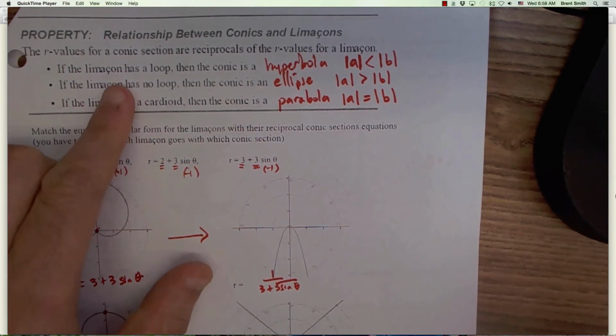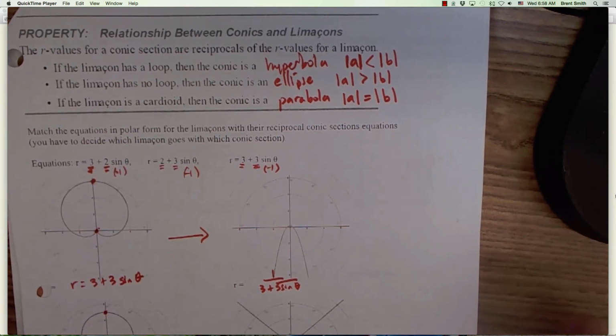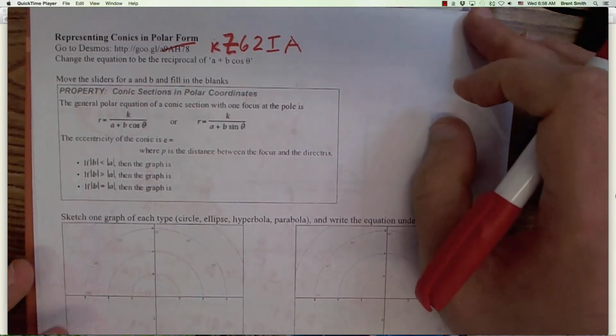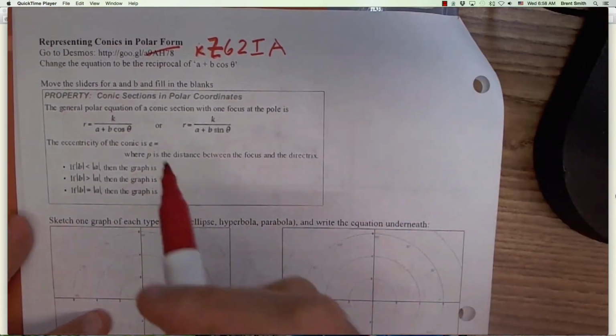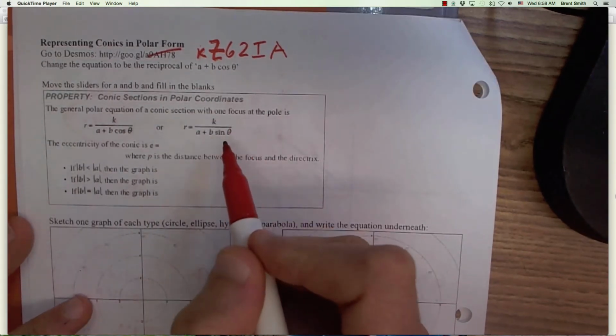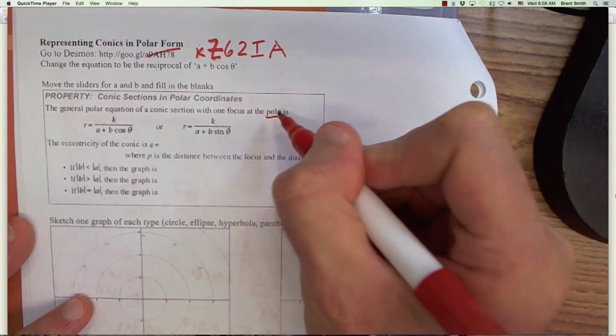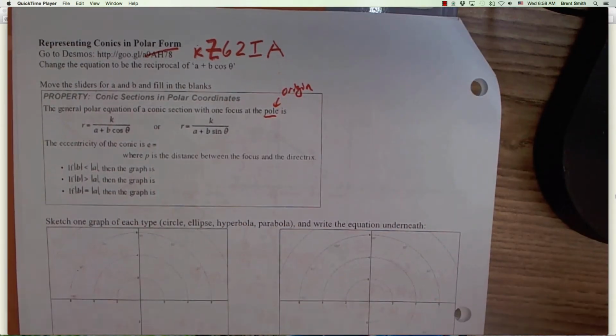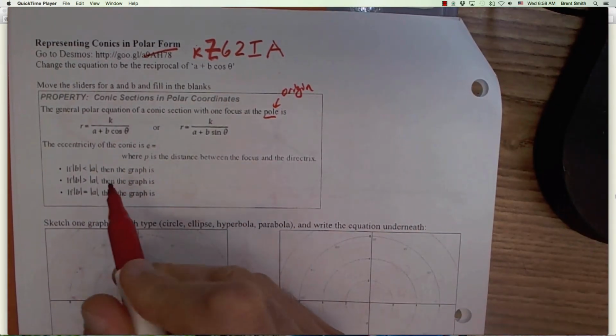Okay, so reciprocal, here it is. Let's go back to the previous page. Just briefly flesh this out a little bit more. So this is our general form of a conic section with one focus at the pole. Again, the pole is the origin. All right, so just a few more things.